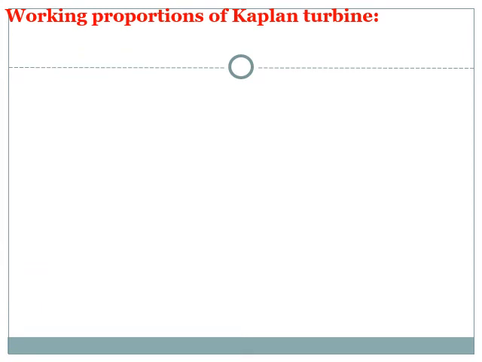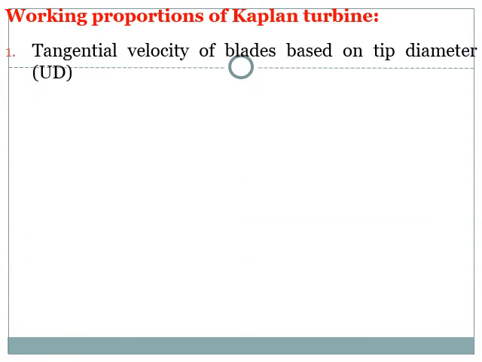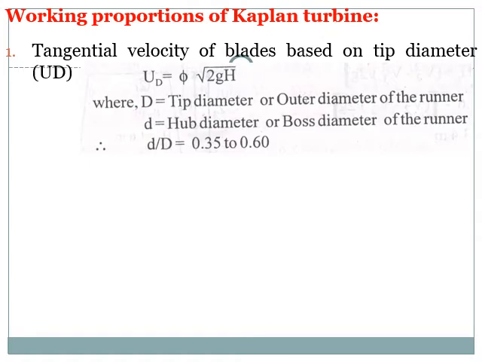So what are the working proportions of the Kaplan turbine? Here the tangential velocity of blades based on tip diameter is denoted by Ud. Ud is equal to the speed ratio into square root of 2gH. The speed ratio is equal to Ud by V1, where V1 represents the theoretical velocity of the fluid. Here capital D is the tip diameter or outer diameter of the runner. The small letter d is the hub diameter or boss diameter of the runner.